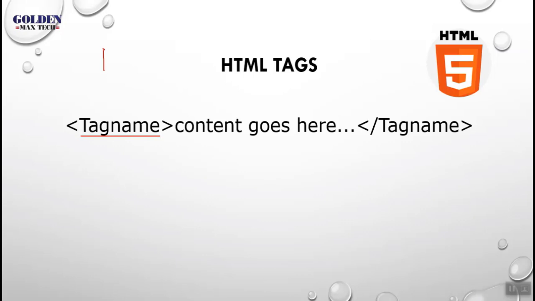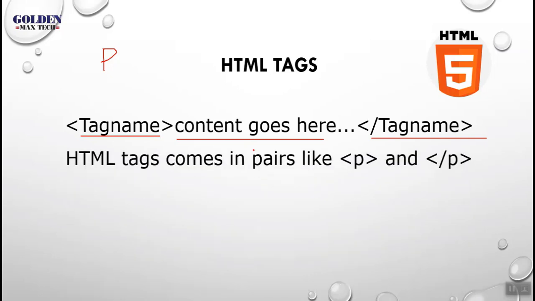For instance, a paragraph tag is represented by P, and after the first tag name you have the tag content that goes in between, and then you have another tag. So I want to show you a practical example of it. HTML tags come in pairs like P, which I have demonstrated here, and then you have the content in between, and you have another P tag.